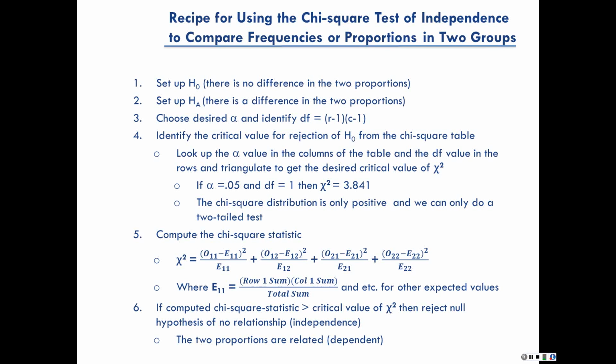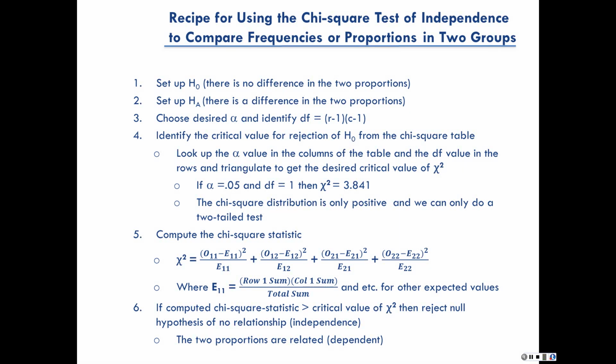Next, you want to compute the chi-square statistic using that formula that I showed you on the prior slide. So what I'm showing you here, the subscripts refer to the particular cell that you're looking at in the 2x2 table. The first subscript refers to the row that it's in. The second subscript refers to the column. And remember, the expected value for a particular cell, if it's the expected value for row 1, column 1, would be equal to the row 1 sum multiplied by the column 1 sum divided by the total sum.